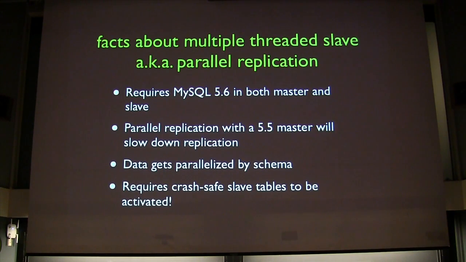I mean, you don't get any error. This is a bug that I filed long ago, but they say that it's by design. Anyway, if you don't enable crash-safe slave tables, parallel replication will not work, or if it works, you don't see it and you have no way of interacting with that.